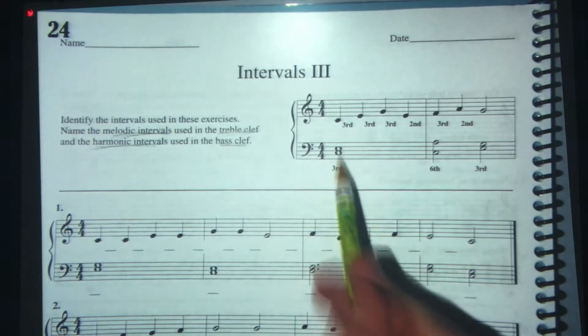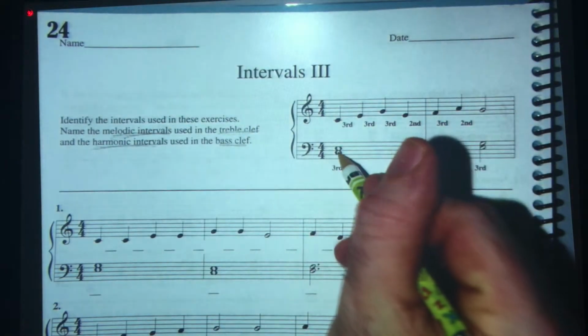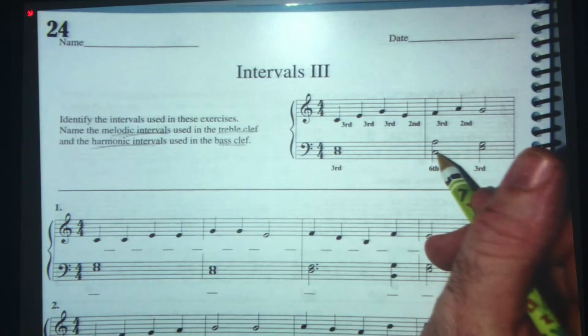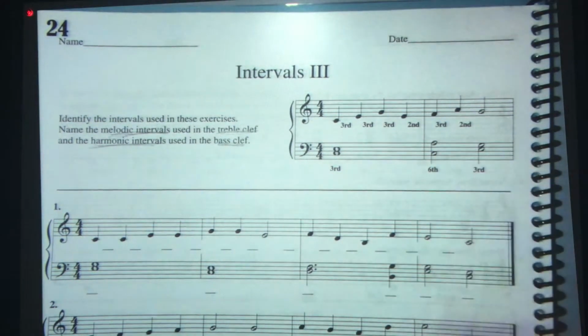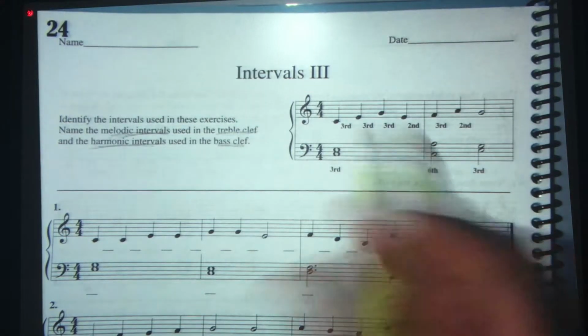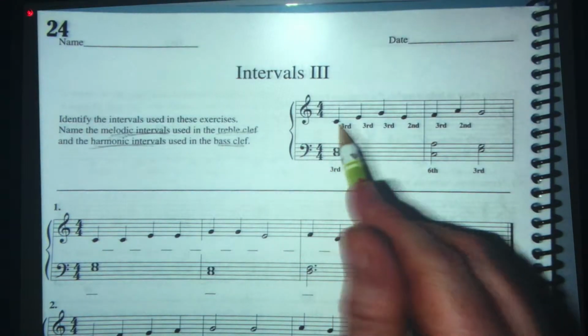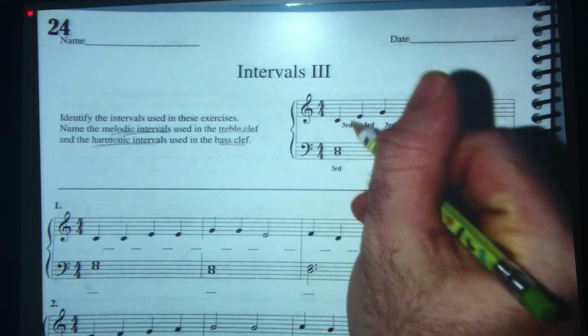So, for example, C to E is a third. 1, 2, 3. And this is a harmonic interval. Notice the notes are stacked on top of each other. On the top, we have a melodic interval, C to E, between here and here. Notice they wrote it in between.